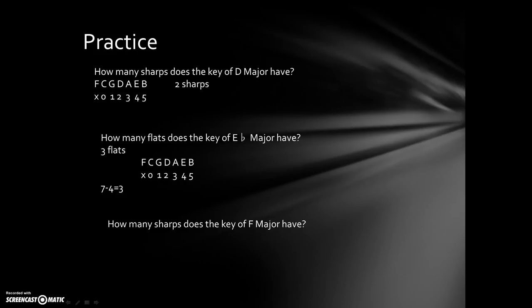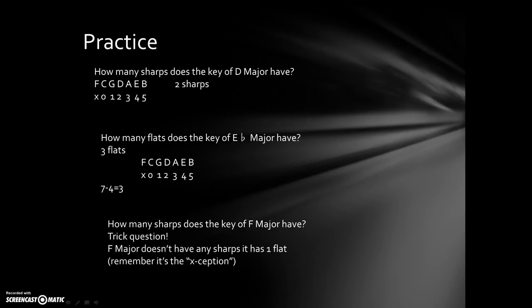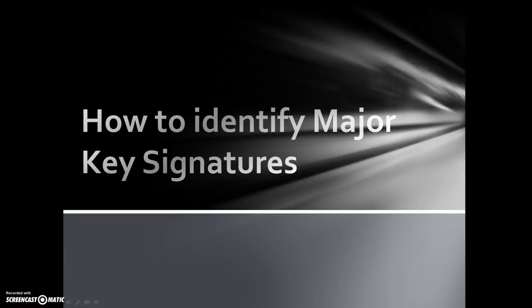How many sharps does the key of F major have? Trick question. F major doesn't have any sharps. It has 1 flat. Remember, it's the exception. Now you know how to identify major key signatures.